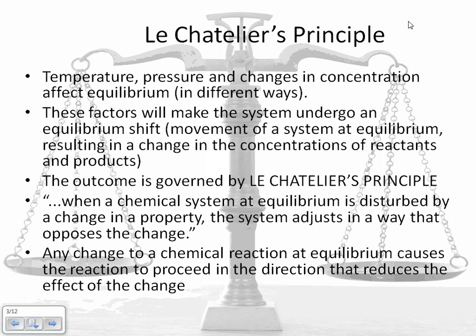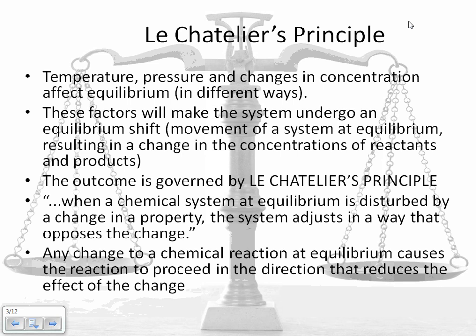First off, we have to know that temperature, pressure, and changes in concentration affect equilibrium, and they each affect equilibrium in different ways. If we increase or decrease the temperature or the pressure, or we add more reactants and increase the concentration, or add more products and increase the concentration there, those factors will all affect what happens to the equilibrium of that system, and those factors will change our numbers. So these factors will make the system undergo an equilibrium shift. We're going to move the system at equilibrium. It's going to change and basically establish a new equilibrium.